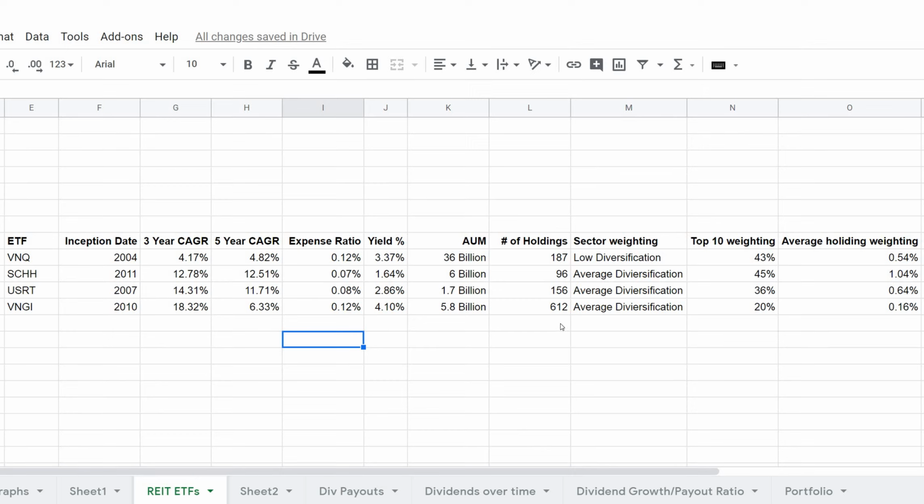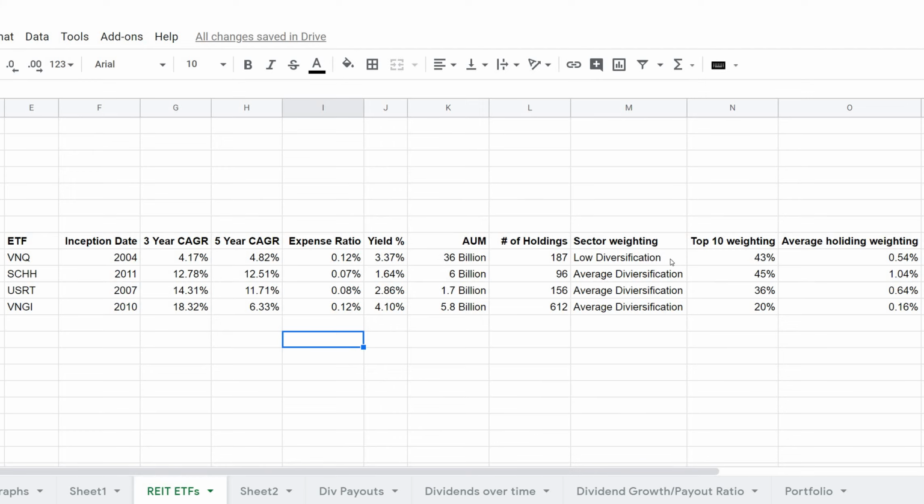Okay, well, how much diversification do I want? Do I preference quality over quantity? What is my strategy? And what is my risk tolerance? And then you can kind of do a self-assessment and decide that way. Another way that I've looked at it was the sector weighting. The VNQ has the lowest diversification when it comes to the individual sectors that the fund is investing in, whereas the others I rank, this is my ranking, as an average diversification.